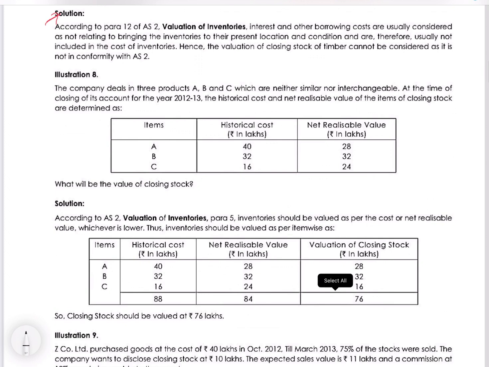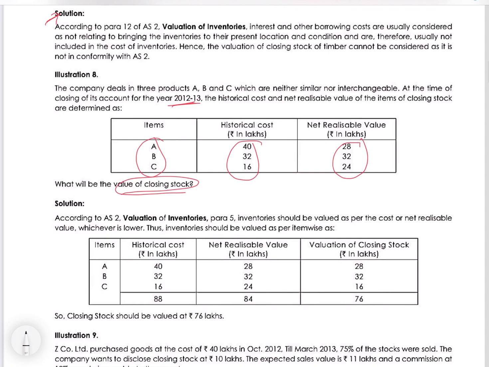Illustration 8. The company deals in 3 products A, B and C, which are neither similar nor interchangeable. At the time of closing of its accounts for the year 2012-13, the historical cost and net realizable value of the items of closing stock are determined as follows. Items A, B, C: historical cost in rupees lakhs, 40, 32 and 16. NRV 28, 32 and 24. What will be the value of closing stock?